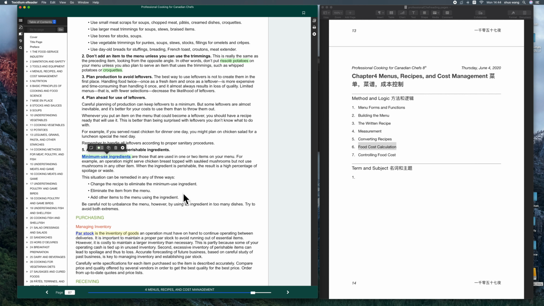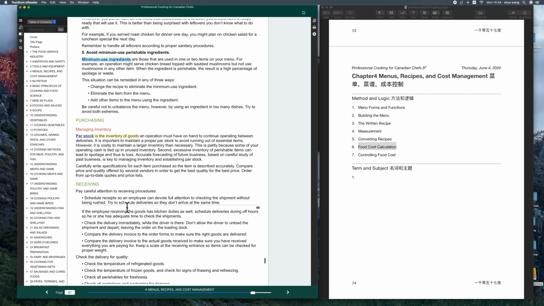remedied in any of three ways. Change the recipe to eliminate the minimum-use ingredient. Eliminate the item from the menu. Add other items to the menu using the ingredient. Be careful not to unbalance the menu. However, by using an ingredient in too many dishes, try to avoid both extremes.